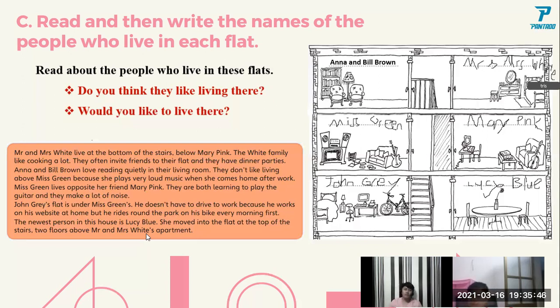Okay, good job. But let's try to correct some answers. Okay. Can you read this part? Mr. and Mrs. White live at the bottom of the stair. Bottom? What do you mean by bottom? Can you read that? Where do Mr. and Mrs. White live? They are living at the? At the bottom of the stair below Mary Pink. Okay. So if it's Mary Pink here, then they should be below, right?